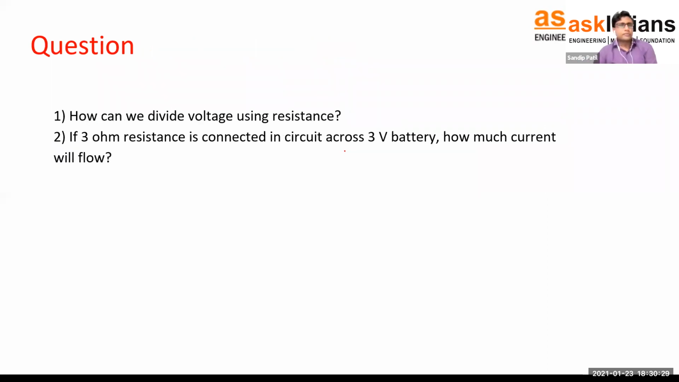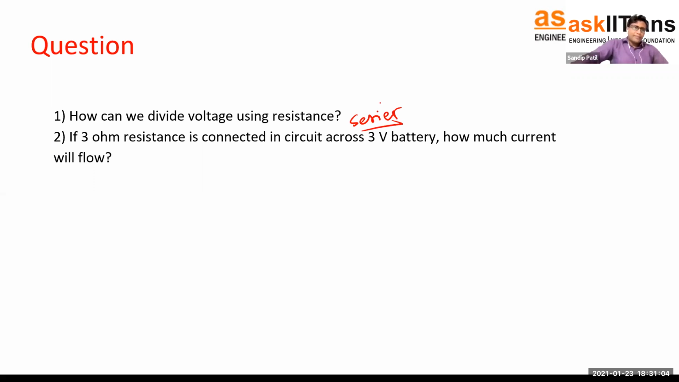Electric current is the rate of flow of charge. That is true. Then, how can we divide voltage using resistances? In the series combination, we have seen that voltage gets divided and current remains the same. I said that 2 points are very important for series: voltage is different, current is the same. And voltage getting divided means V1 plus V2 plus V3 is equal to V. Simple. So we have to connect the resistances in series, so voltage will get divided.